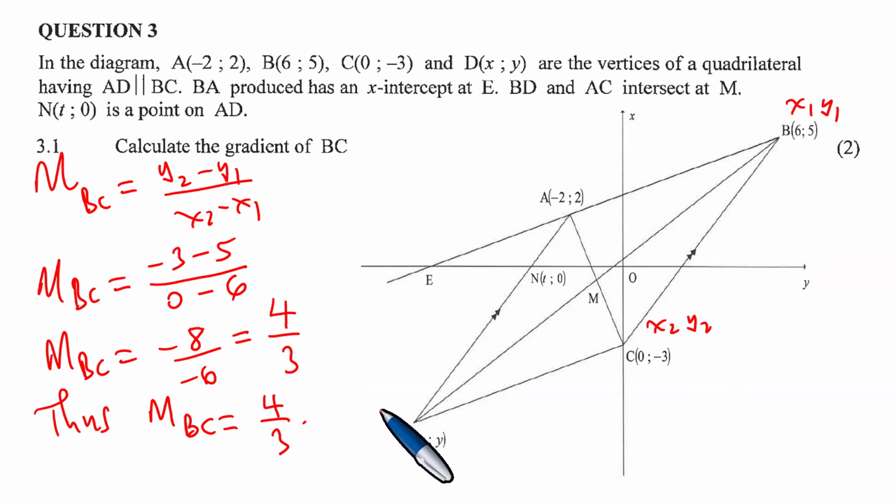So, any question on that? That is what we have here. That is what the examiner asked us to find, the gradient of BC, and we found that the gradient of BC is 4/3. We move to the next question.